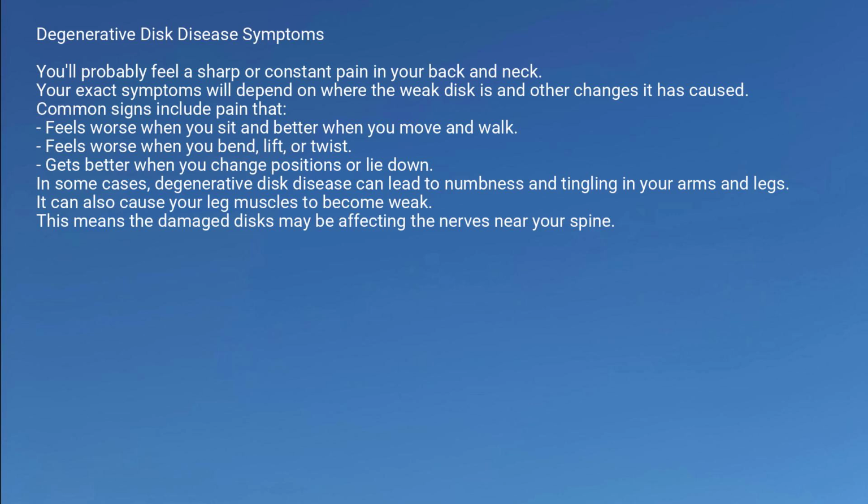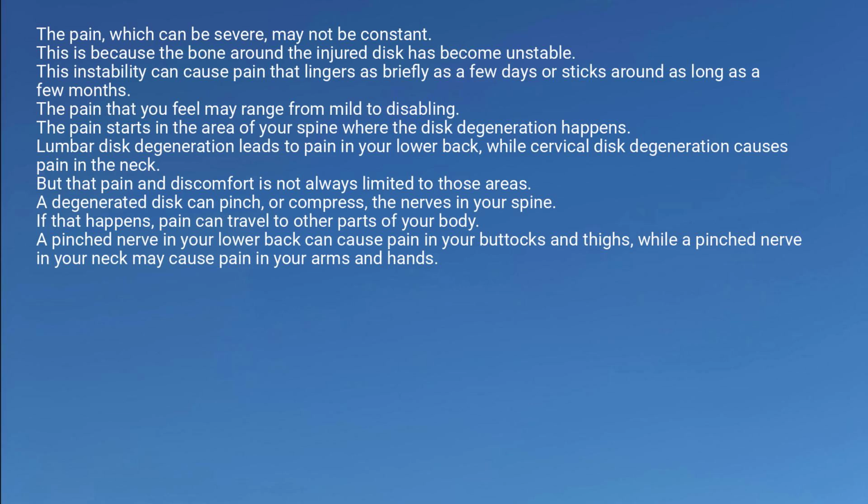In some cases, degenerative disc disease can lead to numbness and tingling in your arms and legs. It can also cause your leg muscles to become weak. This means the damaged discs may be affecting the nerves near your spine. The pain, which can be severe, may not be constant. This is because the bone around the injured disc has become unstable.